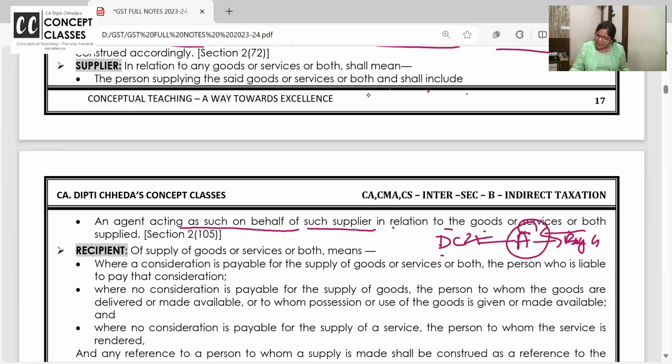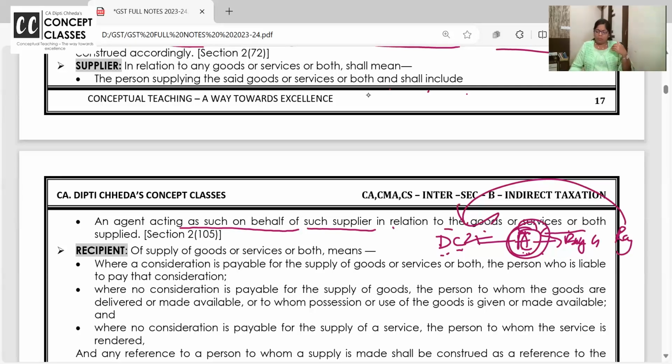So if A is buying goods as an agent on behalf of Dipti Chheda, who is the supplier here, Dipti Chheda or the agent? Agent also. But if the agent buys the goods and the billing is done directly from Raj to Dipti Chheda, then the agent is not the supplier. So it's so beautiful, these definitions are made. If you understand, applicability from the third, fourth chapter will become so easy: the person who is supplying the goods and services is the supplier, including the agent.